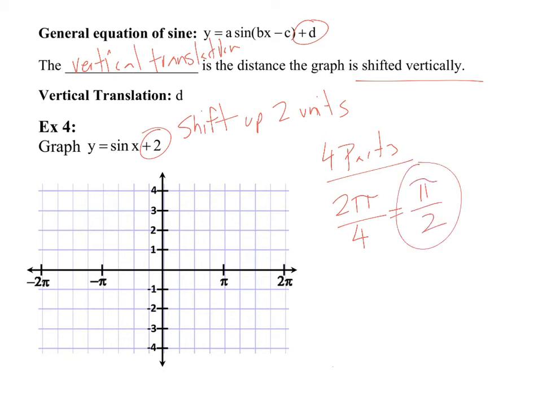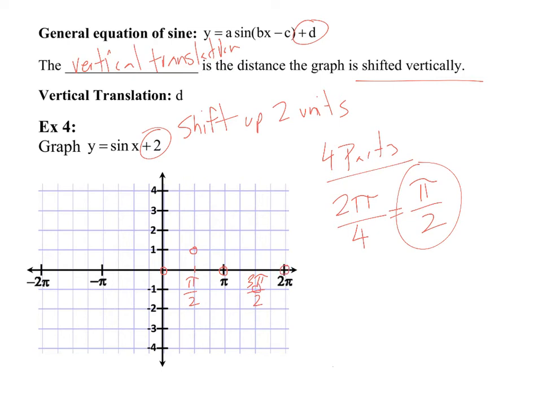Here's pi over 2. Here's 2 pi over 2, 3 pi over 2, and 2 pi. Now, this is what you're going to do. Since the graph is shifting up 2 units, I graph the function as if there's no shift. The amplitude's 1. Notice that I'm not using dark circles, I'm using hollow circles.